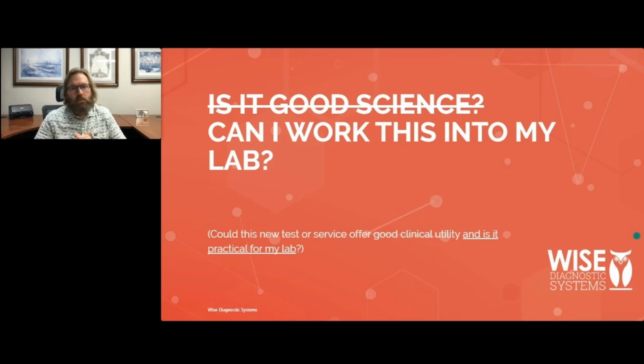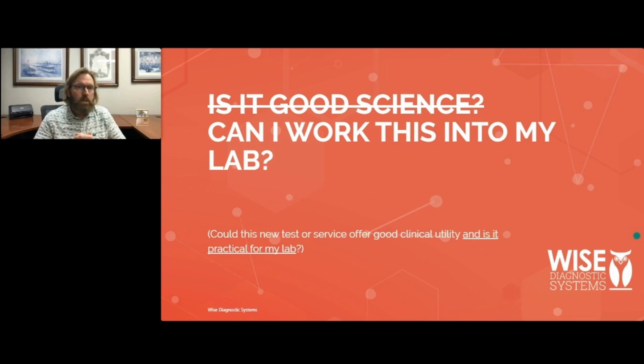So the first is, how can I work this into my laboratory? When we're looking at these products and services that various companies will tell you, we can do this test, or we can offer this service, or we now have this type of platform, could this new test or service offer good clinical utility, and is it practical for my laboratory?